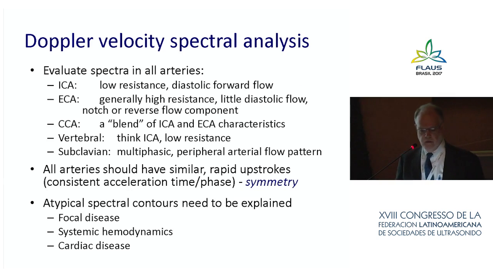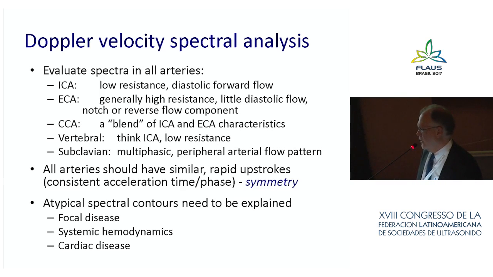And in order to evaluate this, you have to have a basic knowledge of the various normal characteristics. And I've listed them here. Again, people who do vascular ultrasound are familiar with this. The internal carotid artery supplies the brain. It's a low resistance bed, and therefore there's a lot of diastolic forward flow during the cardiac cycle. The external carotid artery is more like a peripheral artery, supplying the muscles of the face. And the common carotid artery, since it feeds both of those beds, has a sort of blend spectrum. All of the arteries should have a similar symmetric kind of acceleration phase, and we'll talk a little bit more about that later.